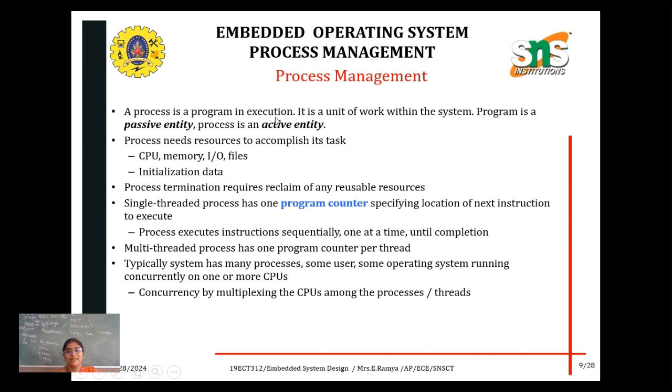What is process management? A process is a program in execution. Already we know we have a passive entity and an active entity. Mainly a program is of two types of entities, passive entity and active entity. Process termination requires reclaim of any reusable resources. A single-threaded process has one program counter specifying the location of the next instruction to execute. So this is the job of the program counter.